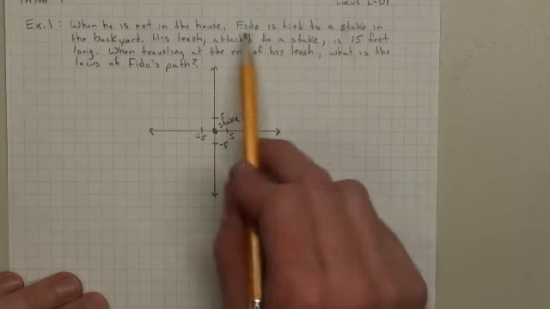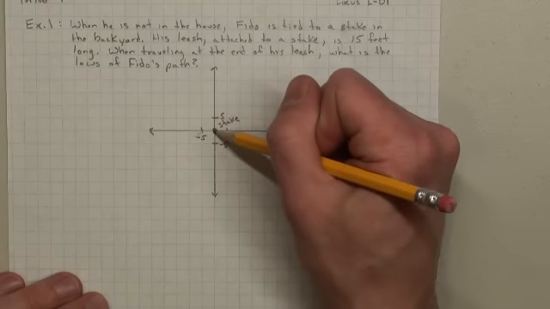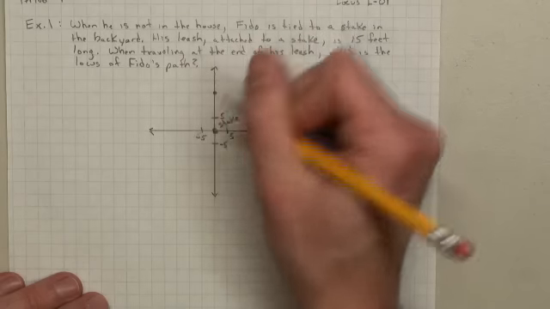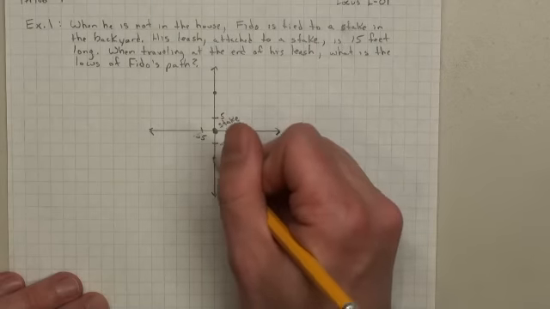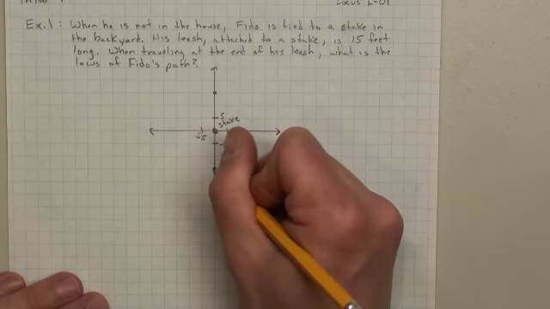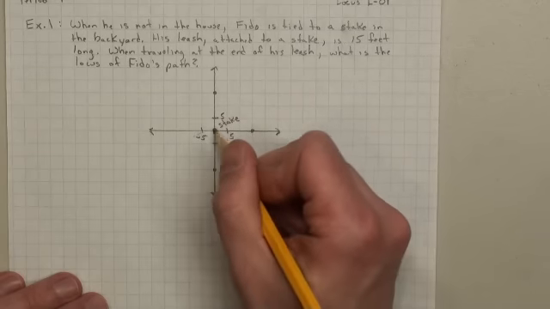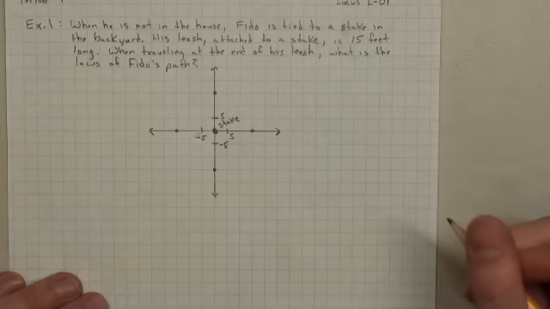So he's tied to a stake in the backyard. His leash is 15 feet long. So if I start from the stake, I go 5, 10, 15. Here's one point. This is as far as he can go up, right? Then I go 5, 10, 15. This is as far as he can go down. 5, 10, 15. This is as far as he can go to the right. 5, 10, 15. That's as far as he can go to the left.